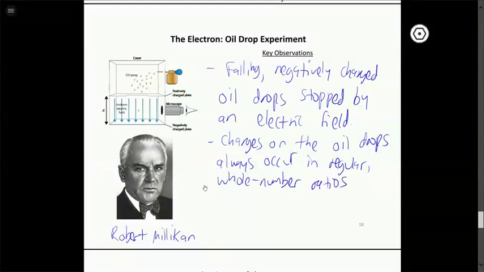So that lent further support for the idea that there are these discrete negatively charged particles called electrons, which Thomson proposed in his cathode ray experiment. This was further support for that. But even more importantly, this allowed us to determine both the mass and the charge of those electrons.